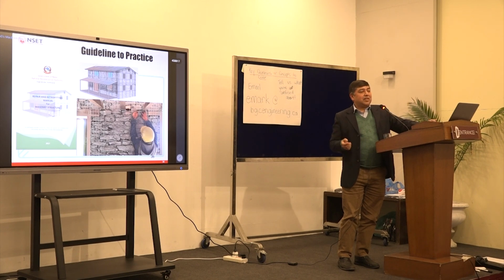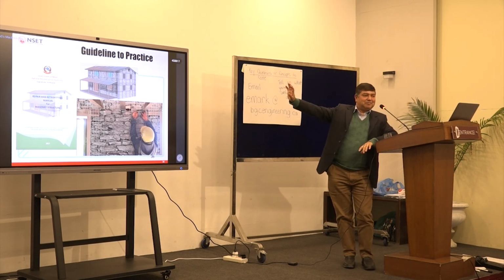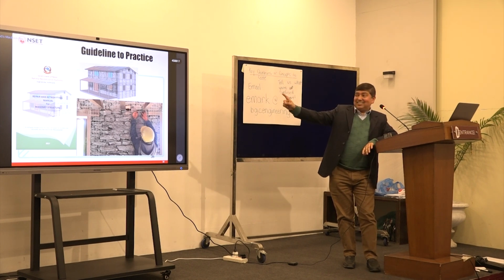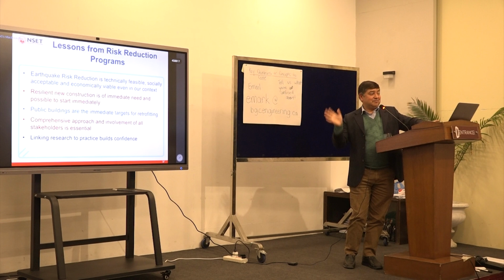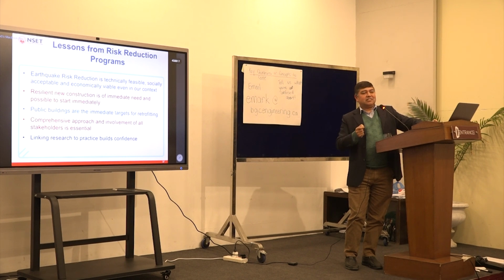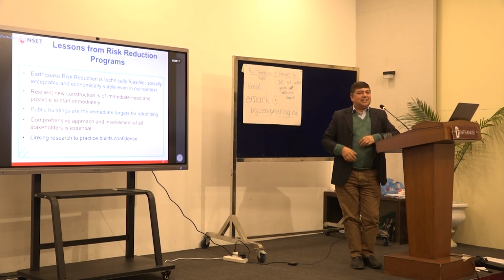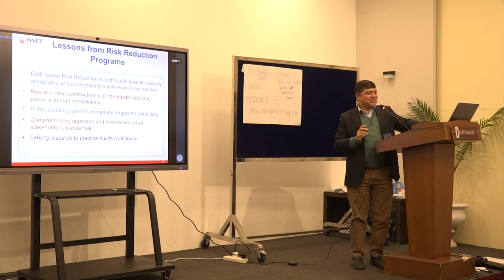But the more important thing for us is translating that research information to policy, like this one on the left, and then to implementation, which is what NSET does, and this is what our experience is. Summary: earthquake risk reduction is technically feasible, socially acceptable, economically viable, even in our context, meaning developing countries. Resilient new construction is of immediate need and possible to start immediately. Public buildings are the immediate targets for retrofitting. A comprehensive approach and involvement of all stakeholders is essential, because you see that circle and these three different requirements for even building code implementation. And linking all those researches to the practice helps build confidence. Thank you so much.